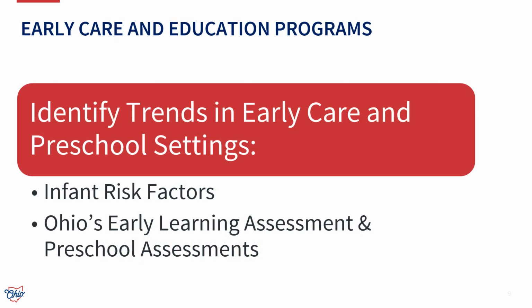Representative early care and education data review may include identifying trends in early care and education settings, such as infant risk factors and assessment data. Use data on early risk factors, such as family history of dyslexia or developmental delays, to proactively identify students who may benefit from early interventions. This data can inform the allocation of resources for early literacy programs, especially for at-risk populations.